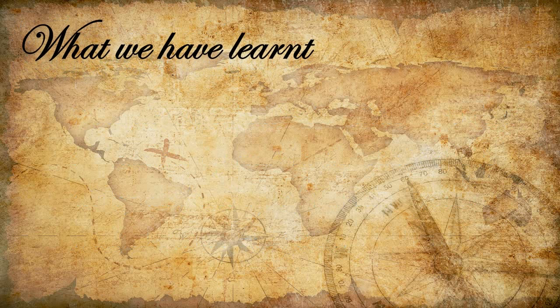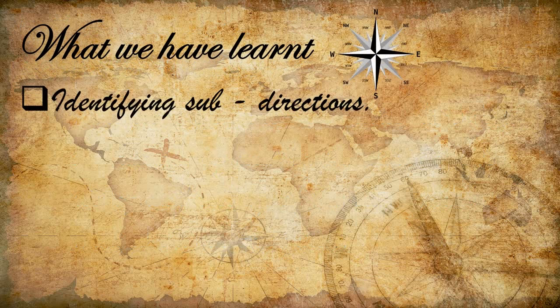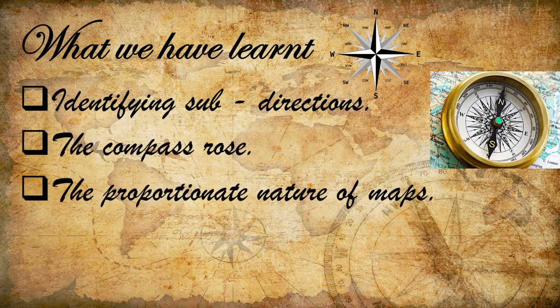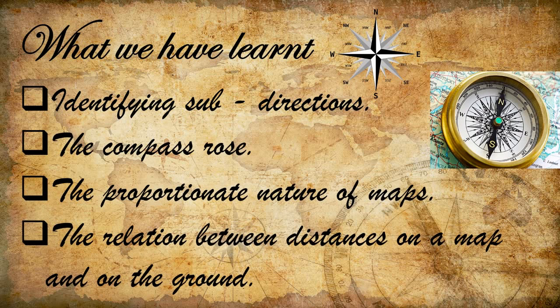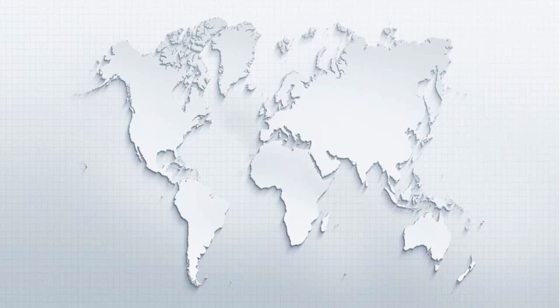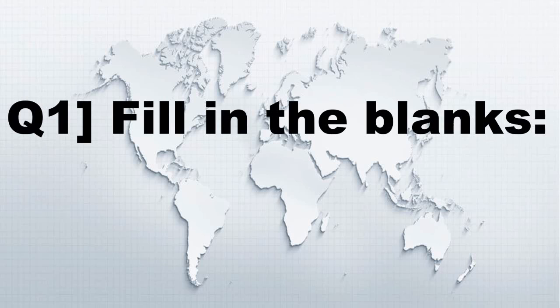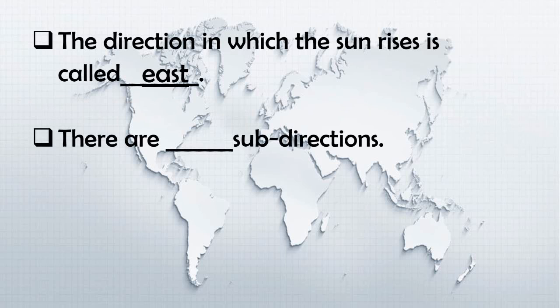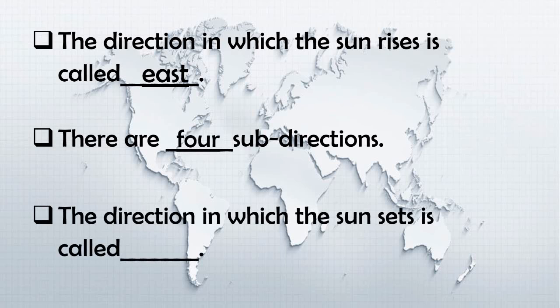So students, let us see what we have learnt. Identifying subdirections, the compass rose, the proportionate nature of maps, the relation between distances on a map and on the ground. So students, now let us see the fill in the blanks of the chapter. The direction in which the sun rises is called east. There are dash subdirections. Students, what is the answer? 4. Yes, very good. The direction in which the sun sets is called west.